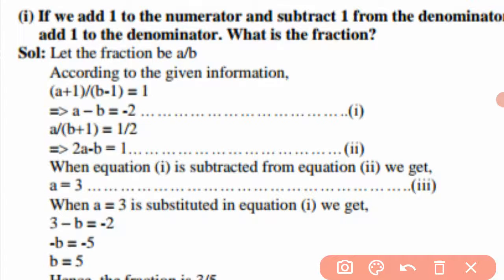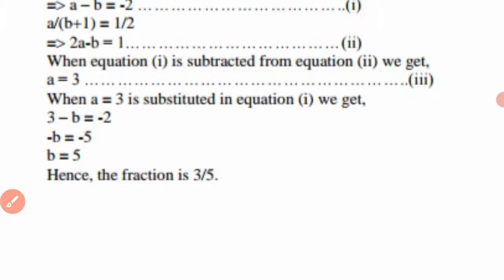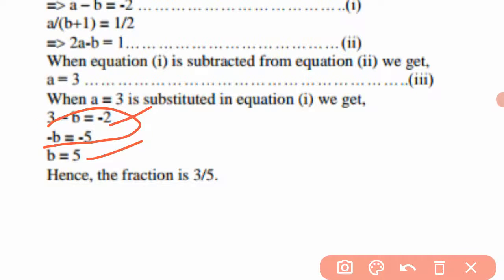So solving equation number 1 and 2, when equation number 1 is subtracted from equation number 2, from here we can find the value of a equals 3. When a equals 3 is substituted in equation number 1, we find 3 minus b equals -2. Now minus b equals -5, so the value of b will be 5. So the value of a equals 3 and the value of b equals 5.